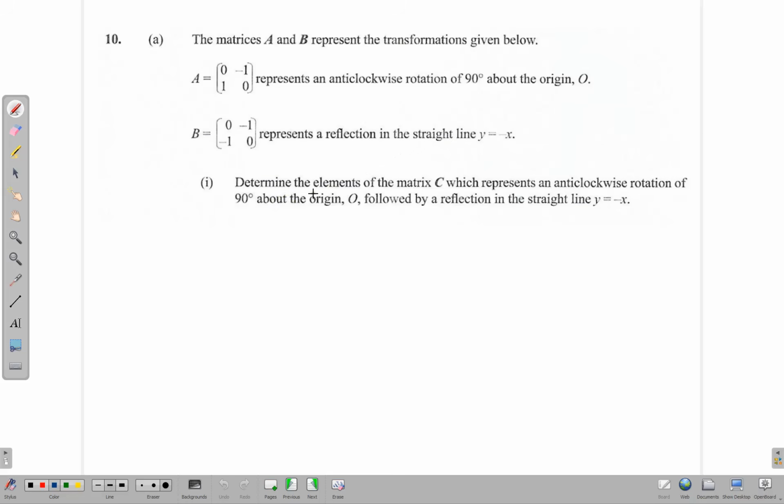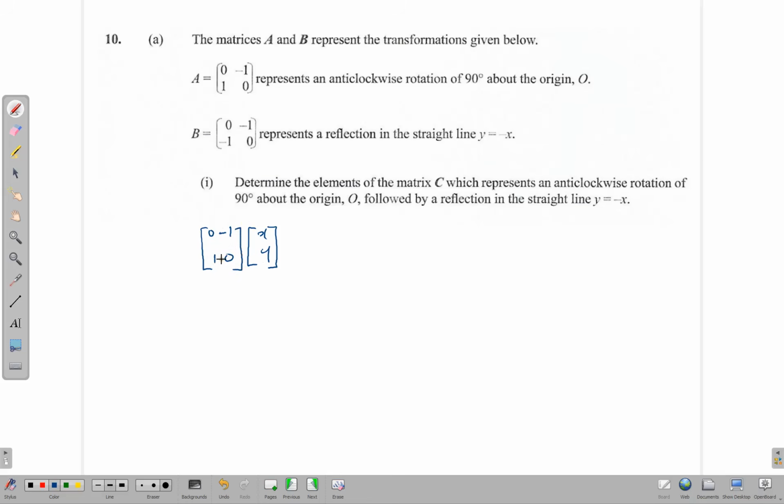Now we are asked to determine the elements of the matrix C, which represents an anticlockwise rotation of 90 degrees followed by a reflection in the line y equals negative x. So to determine our answer, first we need to start with a point. So let's start with a point (x, y). Having gotten (x, y), first we need to rotate that point 90 degrees, and so we're going to use the rotation matrix to find what those coordinates would be, and the rotation matrix is [0, -1; 1, 0].